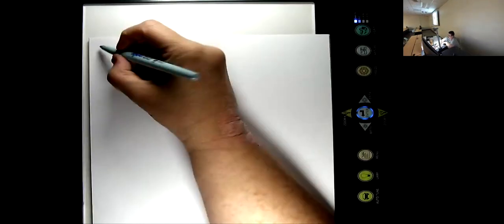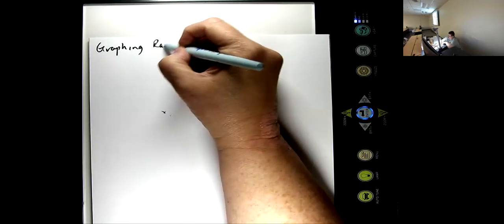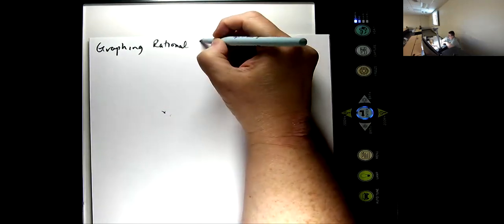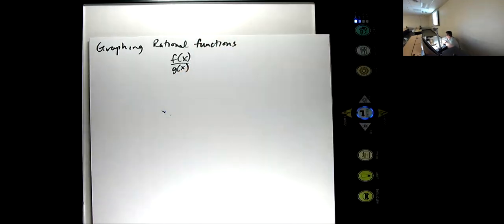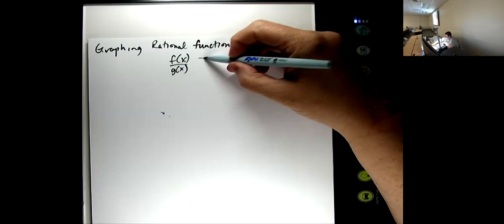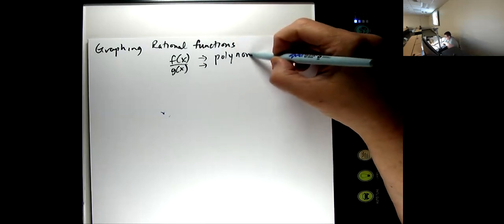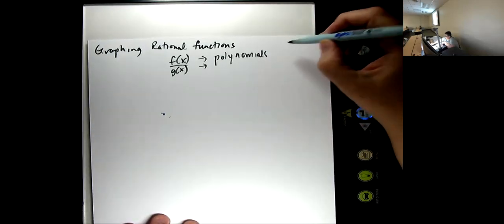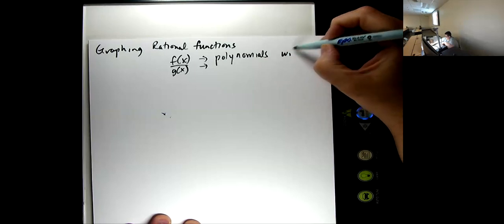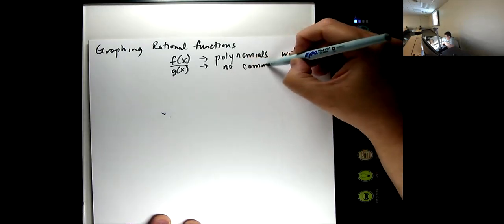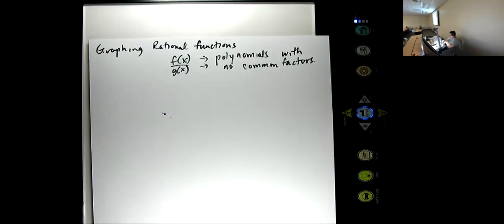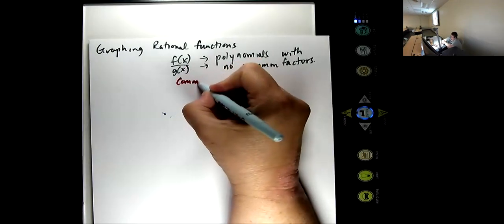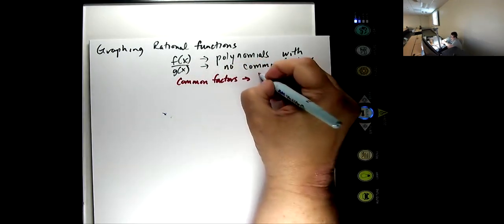Okay. So, graphing rational functions. We've got f of x over g of x. These are polynomials with no common factors. When they have a factor in common, those give you the holes in the graph.